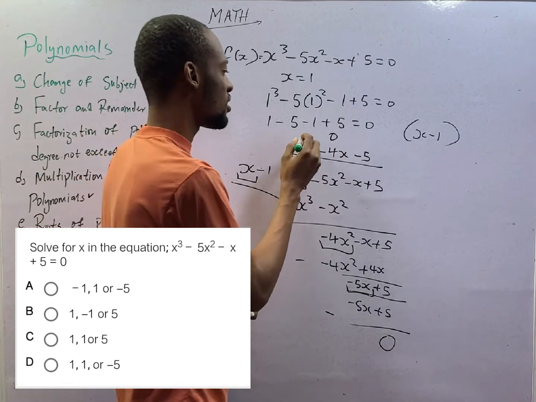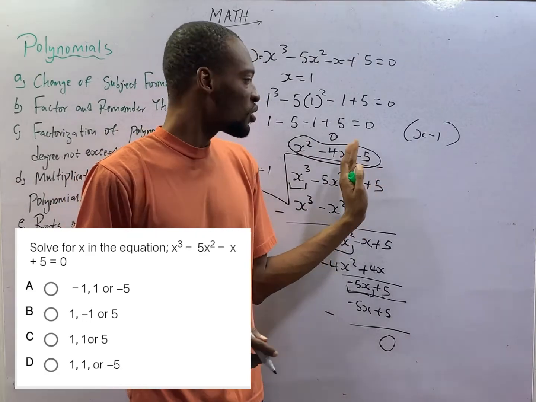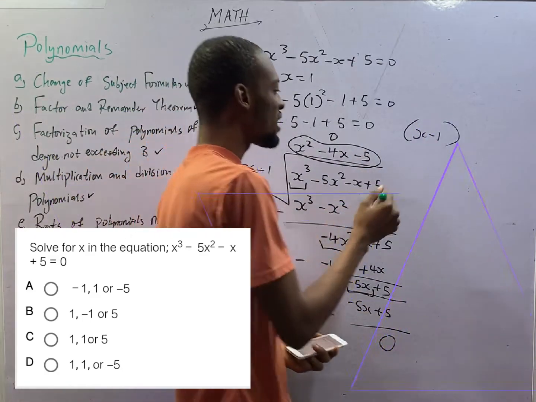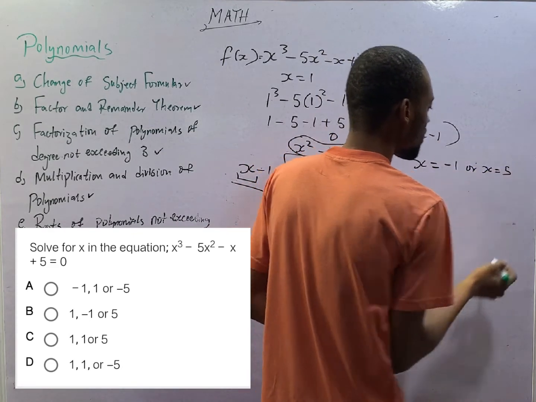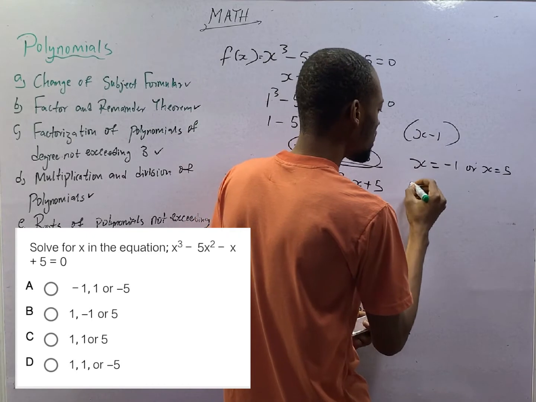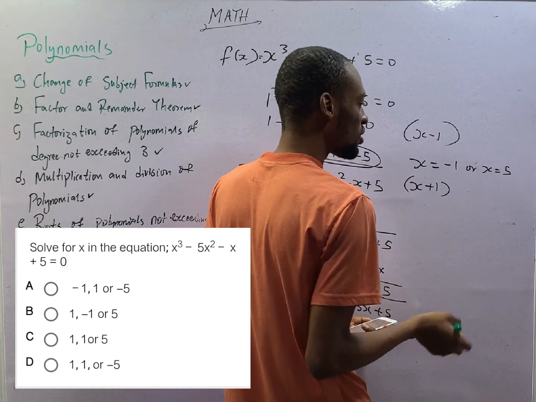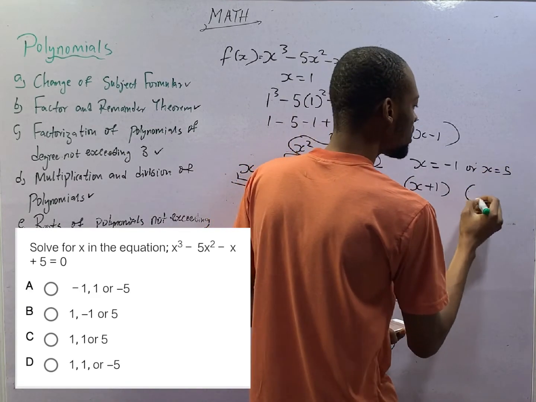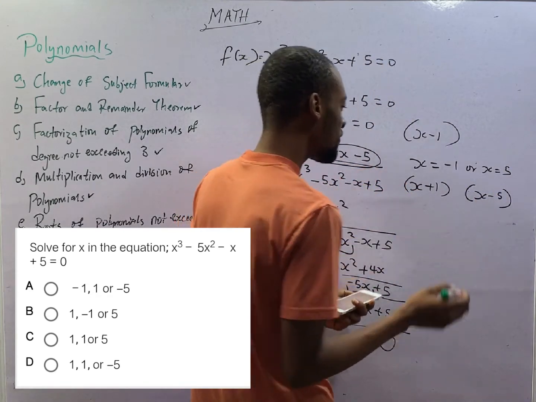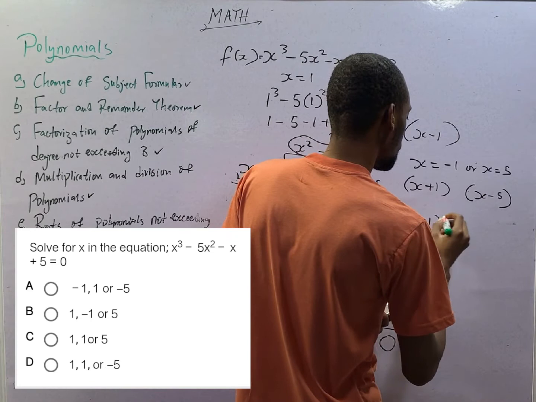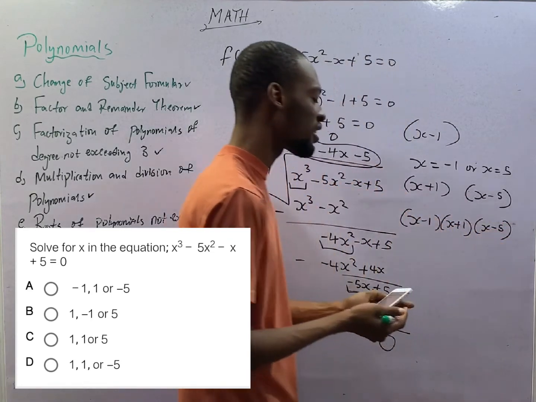And look at this. This is a quadratic polynomial. We need to solve this quadratic equation to get the other two. You get s equals minus 1 or s equals 5. If s equals minus 1, it means s plus 1 is another factor. If s equals 5, it means s minus 5 is a factor. Therefore, the three factors are s minus 1, s plus 1, and s minus 5.